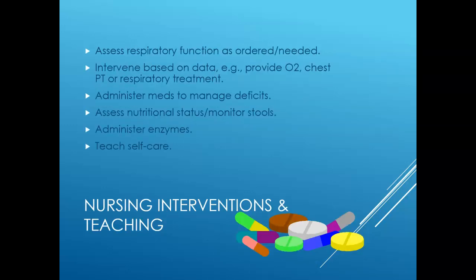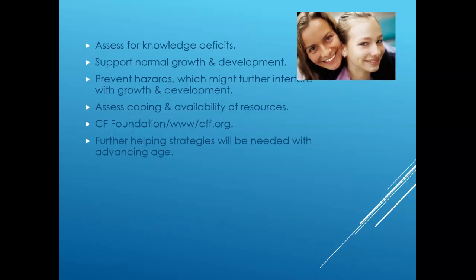So nursing interventions: you want to assess for respiratory function as ordered, intervene based on data, like provide O2, chest PT or respiratory treatment, administer meds to manage deficit, assess nutritional status, monitor their stools, administer the enzymes, and teach self-care. And here are some other things you want to assess for: knowledge deficit, support normal growth and development, prevent hazards which might interfere with growth and development, assess coping and availability of resources. Here is the link to the CF Foundation, where we could refer them, and also any other helping strategies as they advance in age.